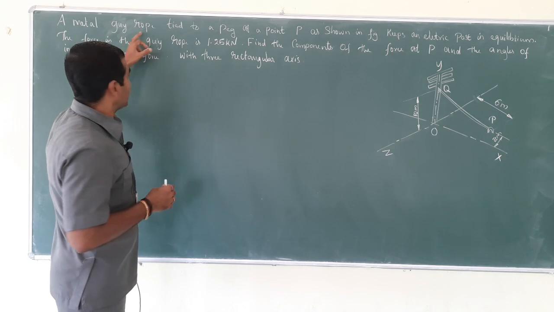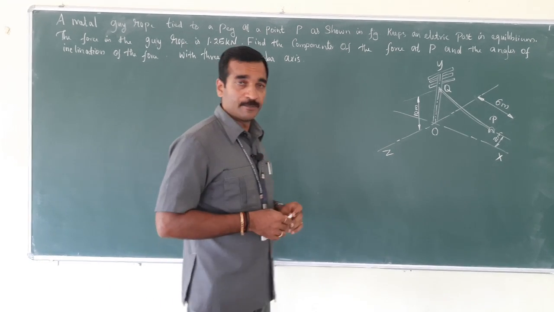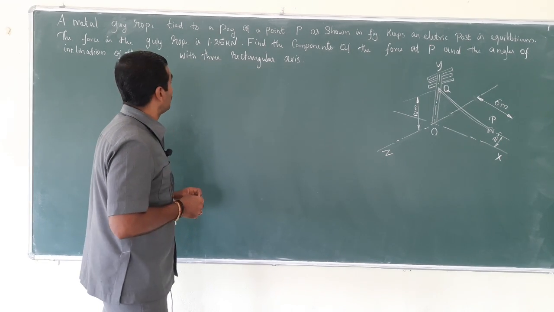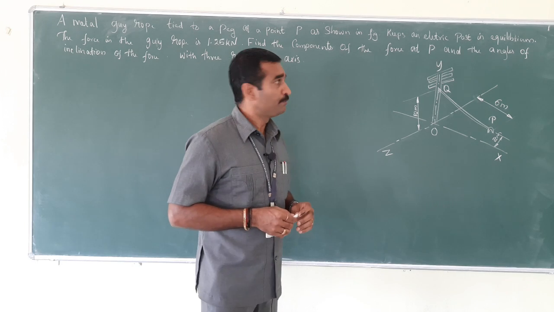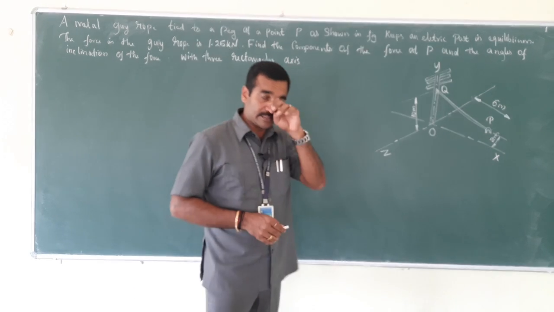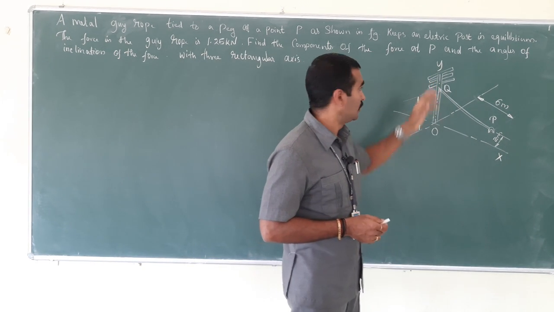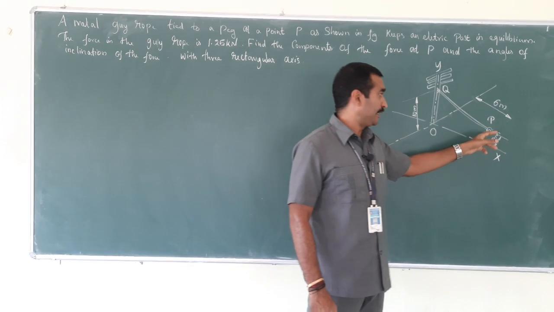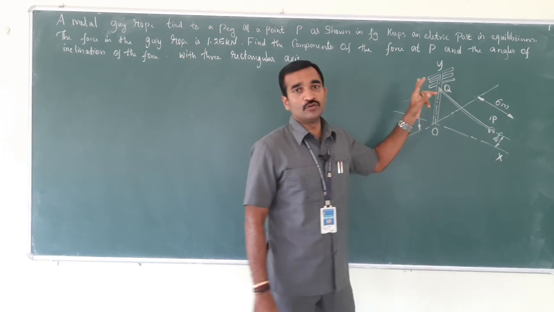A metal guy rope tied to a peg at the point P as shown in figure keeps an electric post in equilibrium. The force in the guy rope is 1.25 kilonewton. Find the components of the force at P and the angles of inclination of the force with the three rectangular axes. So this is the electric pole which is being tied with the guy rope or guy wire at P. Now the force which acts from P to Q you need to find.